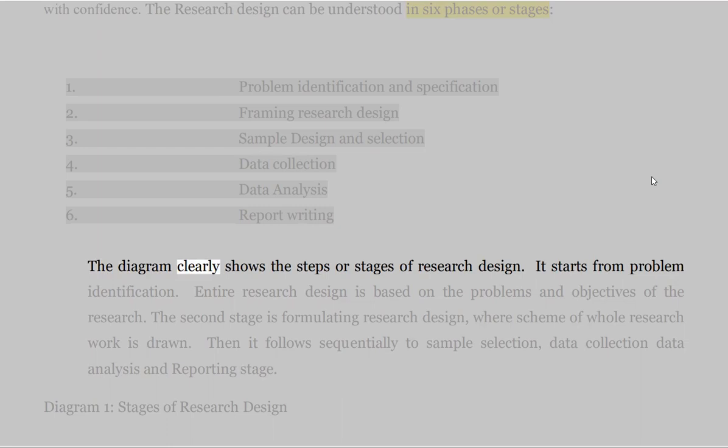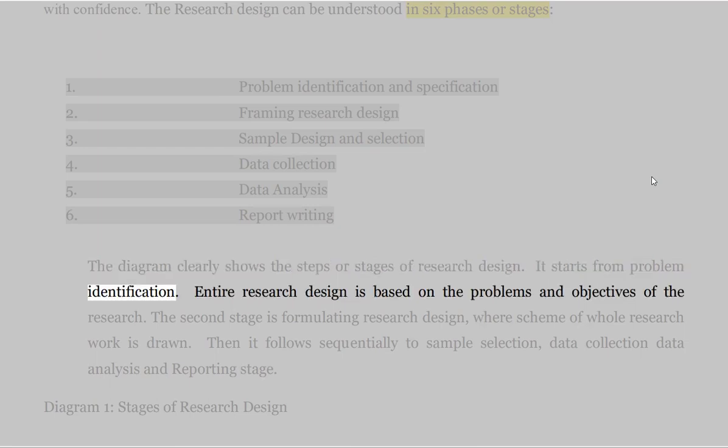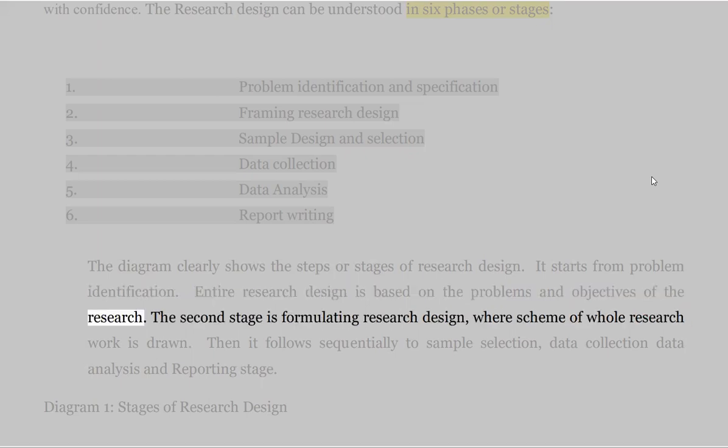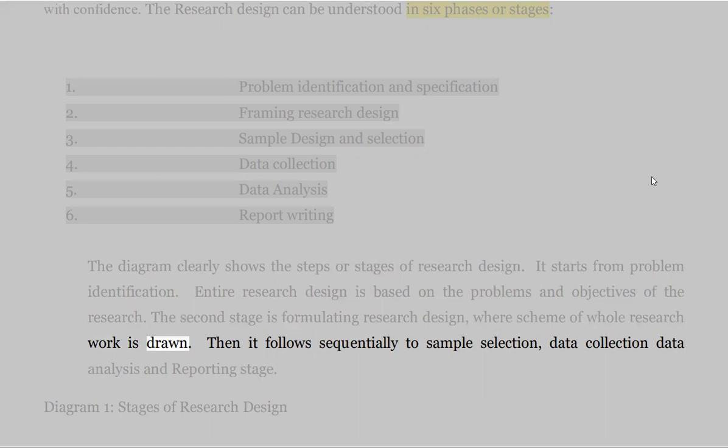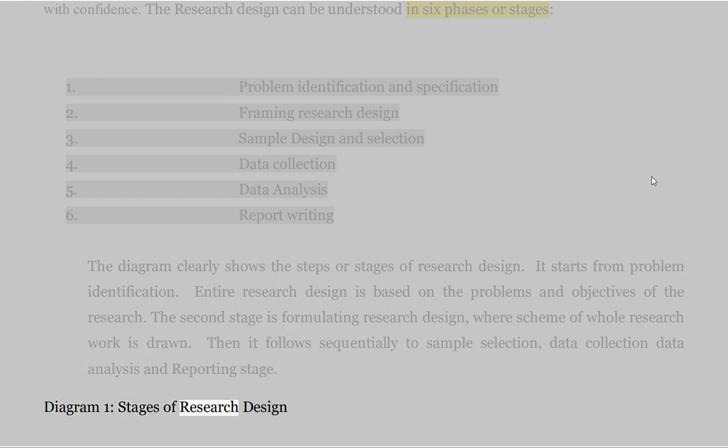The diagram clearly shows the steps or stages of research design. It starts from problem identification. The entire research design is based on the problems and objectives of the research. The second stage is formulating research design, where the scheme of the whole research work is drawn. Then it follows sequentially to sample selection, data collection, data analysis and reporting stage. Diagram 1. Stages of research design.